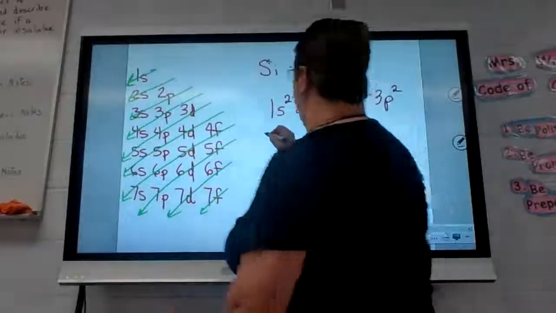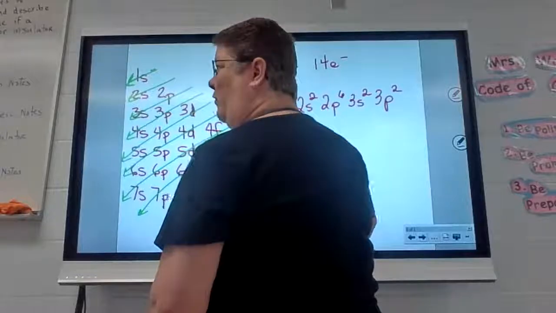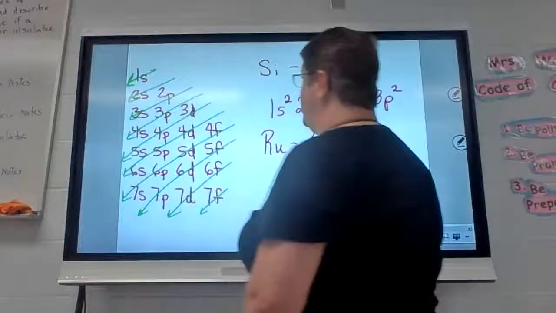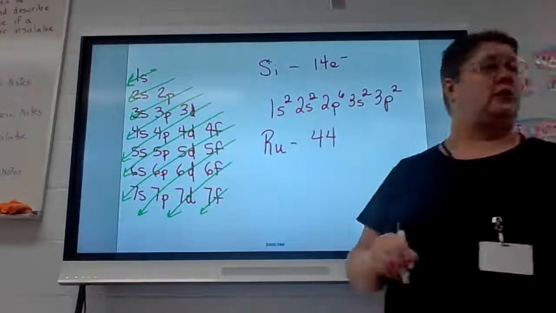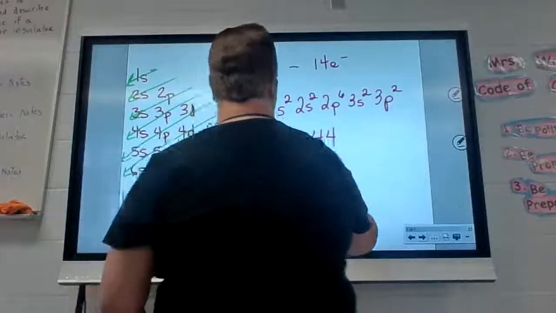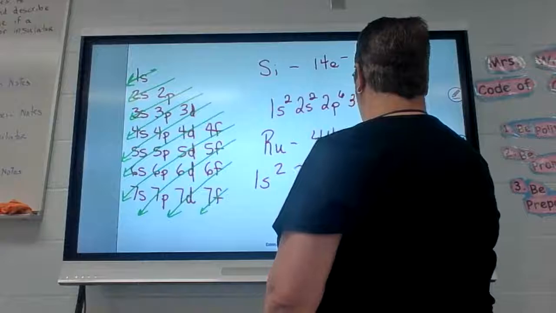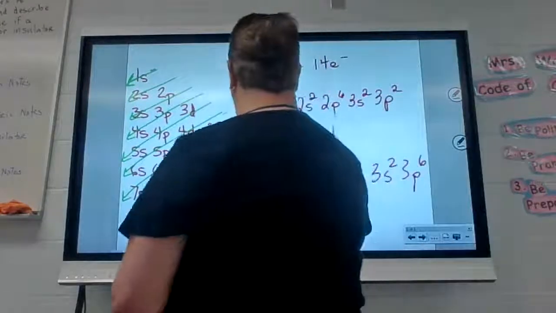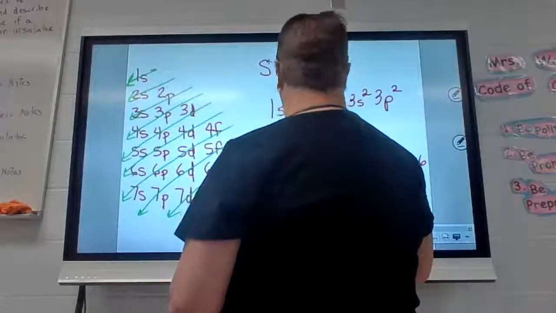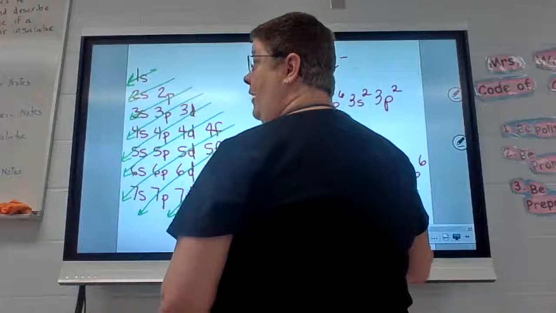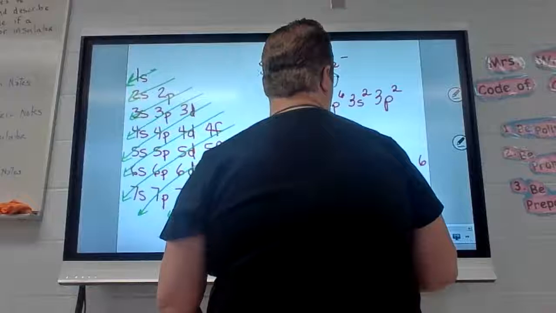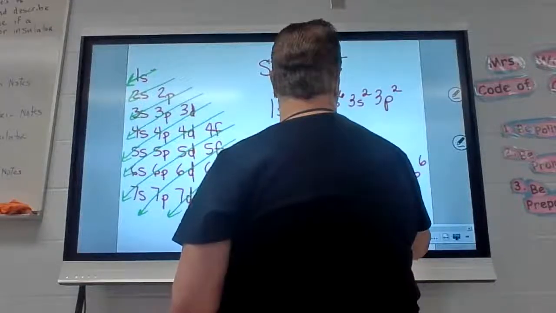All right, so the last one was ruthenium, which is number 44. Am I right about that? 44? All right, so again, starting at the top of the chart, what do I have first? 1S2, 2S2, 2P6, 3S2, 3P6, 4S2, 3D10, 4P6. Have I passed it already? No, I haven't. 5S2, 4D, how many? Count across for me. 6.